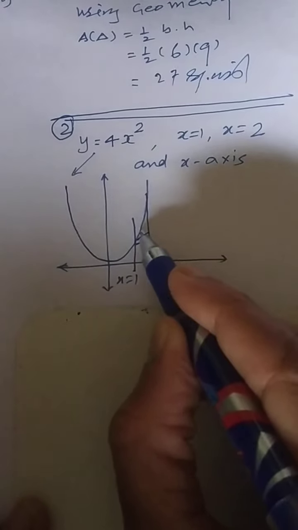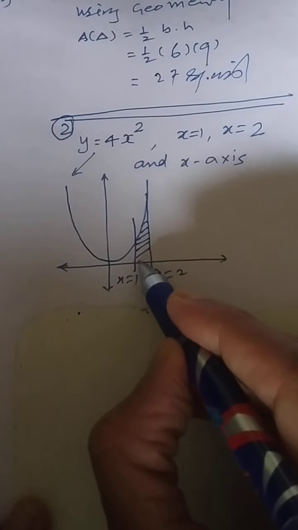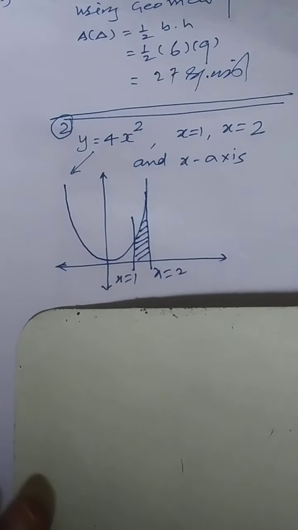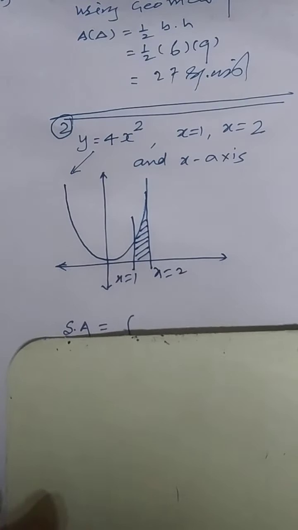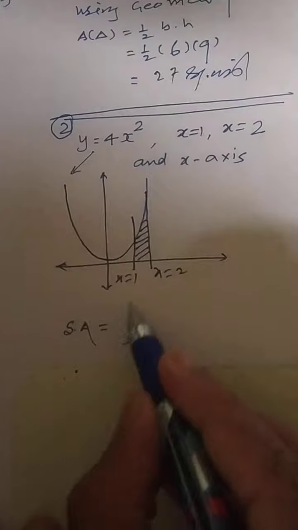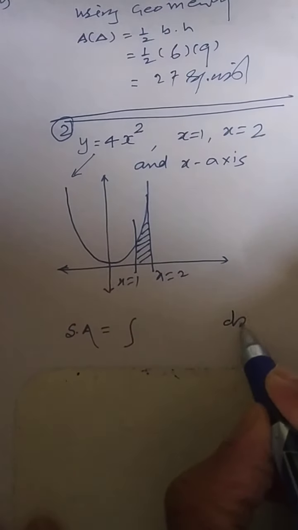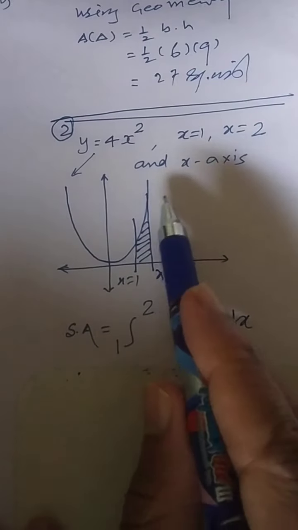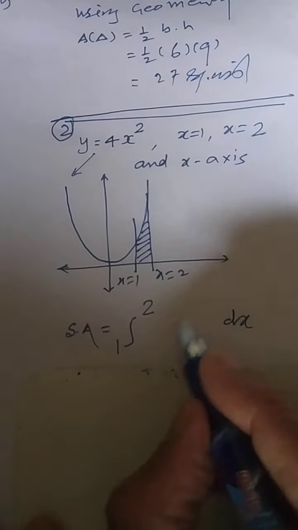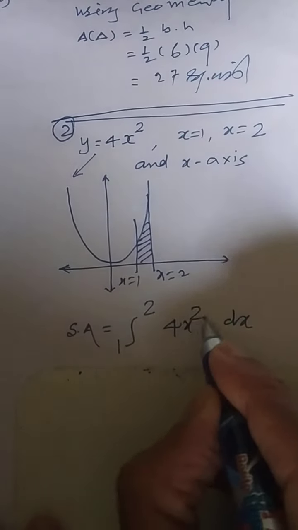Now this is not a trapezium, and because of this curve, it is not a triangle. So geometry is unable to solve it. Now, is it area bounded with the x-axis? So I should write dx over here. Between what range? It will be 1 to 2. Under which curve? This curve. The y of this curve you can write will be 4x square.